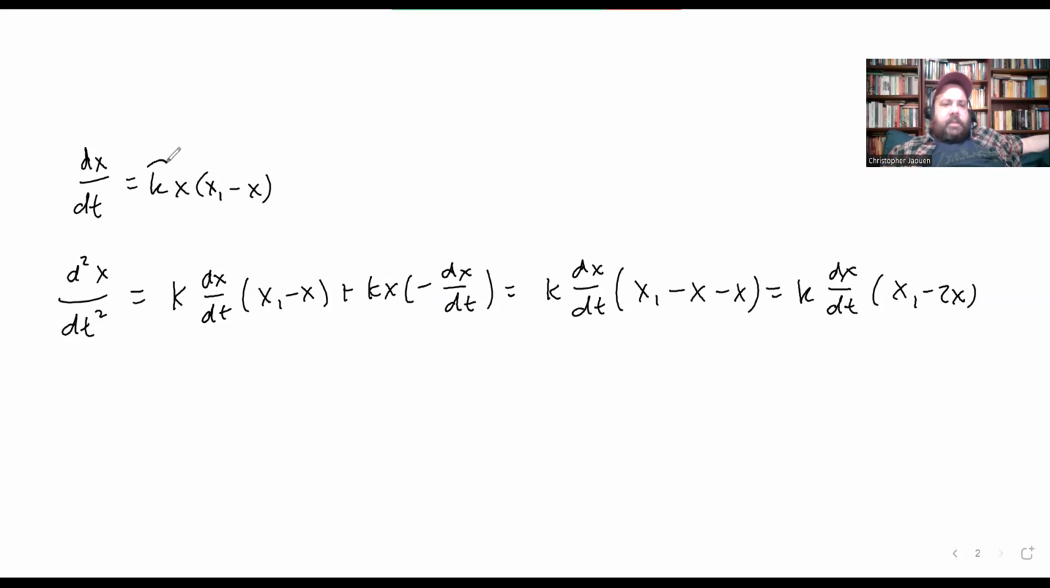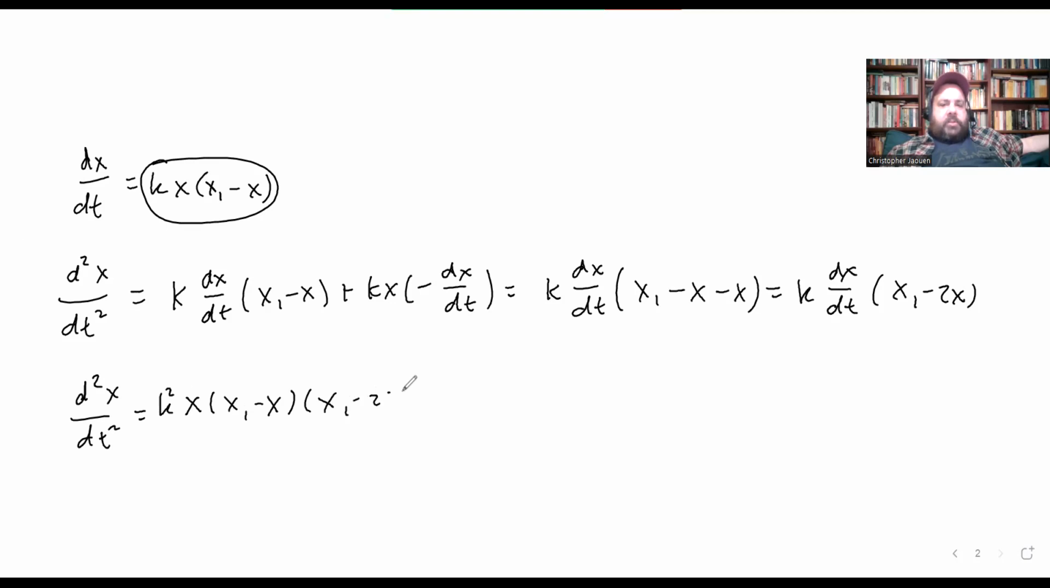And then I can replace dx dt by this. So d squared x dt squared is k squared times x times x1 minus x times x1 minus 2x.